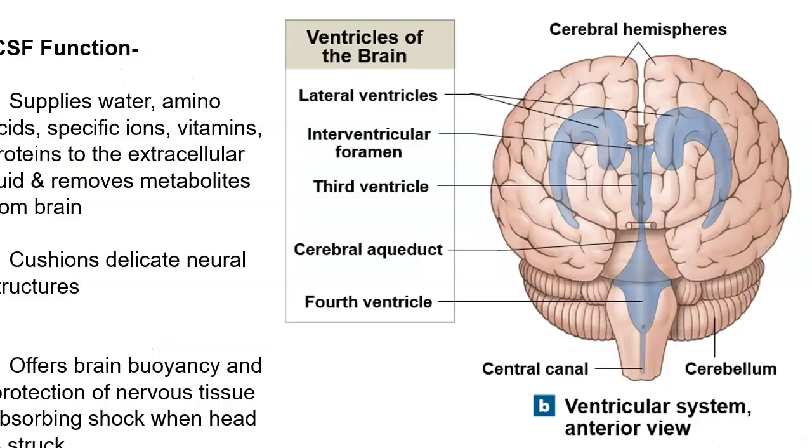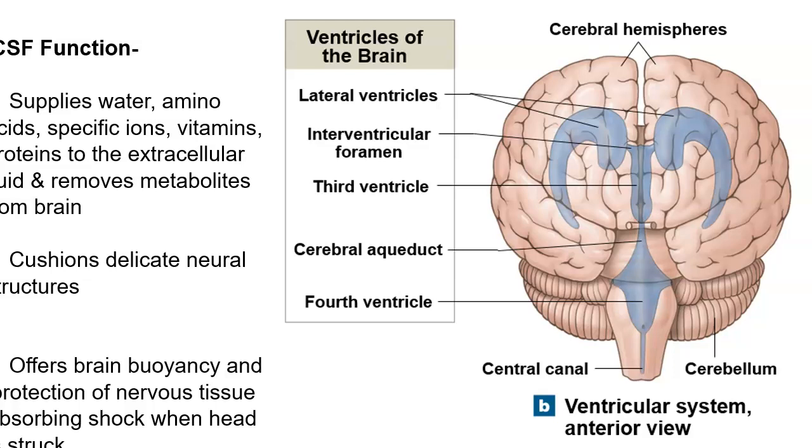So first, I know we spoke about cerebrospinal fluid earlier in the course, but just as a review, the function of the cerebrospinal fluid is it supplies water, amino acids, specific ions, vitamins, and proteins to the extracellular fluid. The cerebrospinal fluid also removes metabolites from the brain. This fluid also cushions the delicate neural structures of the nervous system. It offers the brain buoyancy and protection of the nervous system. It helps to absorb shock when the head is struck.